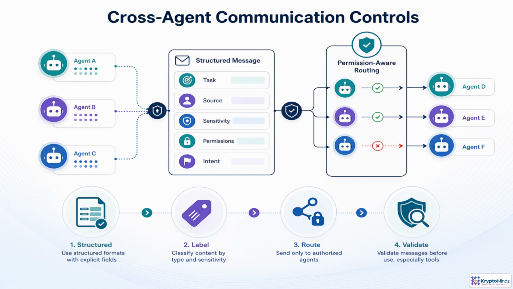In a multi-agent system, every handoff should look more like an API contract than a chat message. The sender, target, intent, sensitivity, allowed tools, provenance, and approval requirements should be explicit. That structure helps the platform classify content, distinguish user instructions from retrieved data or agent observations, and enforce policy before anything runs. Routing then becomes permission-aware. Only agents with the right role and need to know receive the message. Incoming messages should also be validated, especially delegated tasks and tool arguments, so one compromised agent cannot smuggle unsafe instructions into the rest of the system.